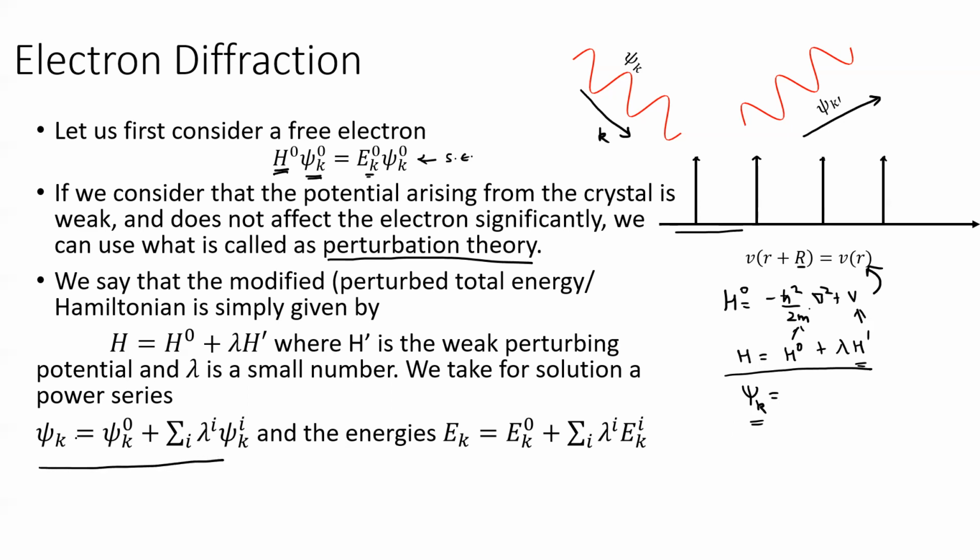So we write psi k as psi k naught, that is the solution of an electron in free space, plus some terms corresponding to the lambda. Lambda is the strength of this perturbation. So we expand it as psi k naught, the unperturbed wave vector, plus lambda times psi k1, plus lambda square psi k2, plus so on further. If lambda is small enough, the higher powers will all go to 0, and only the first 2 to 3 terms will contribute. This is the conventional power series, and this is how perturbation expansions are written.